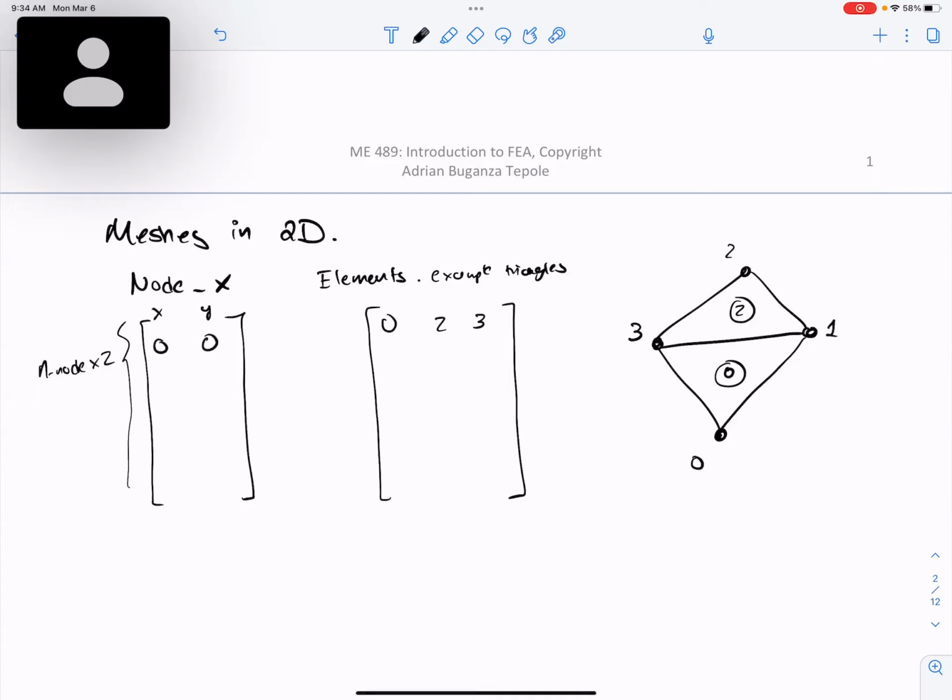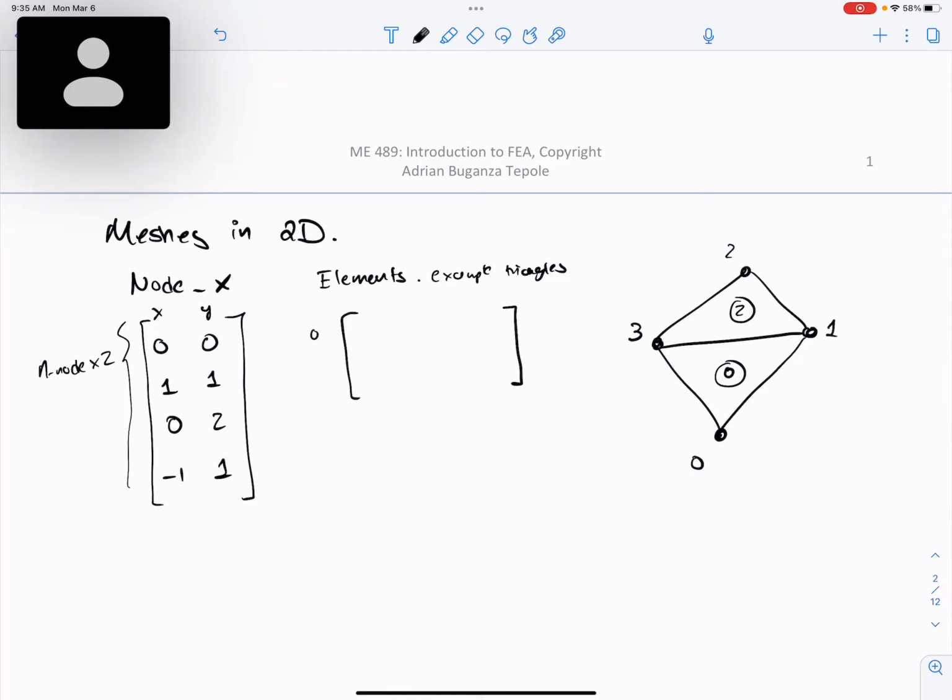Let's say that node 0 has coordinates 0, 0. Node 1 has maybe 1, 1. Node 2 has something like 0, 2. And node 3 has something like minus 1, 1. There are only 2 elements in this mesh. Element 0 is made out of nodes 0, 1, and 3.